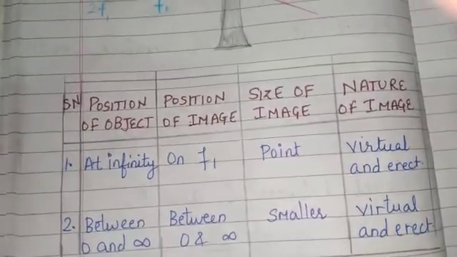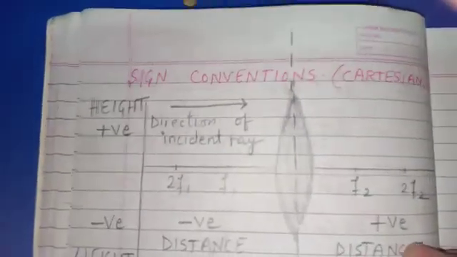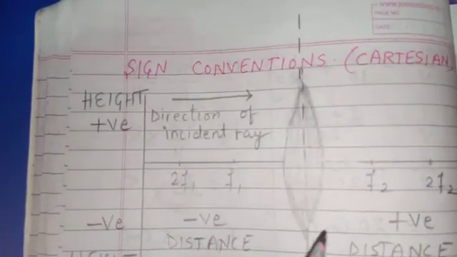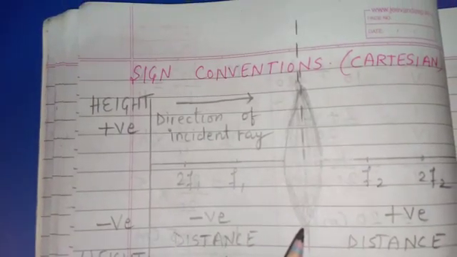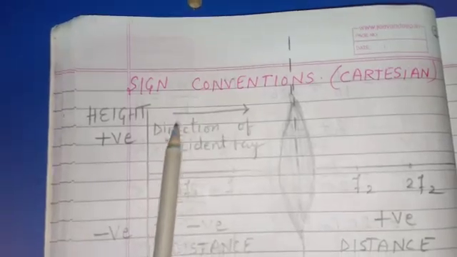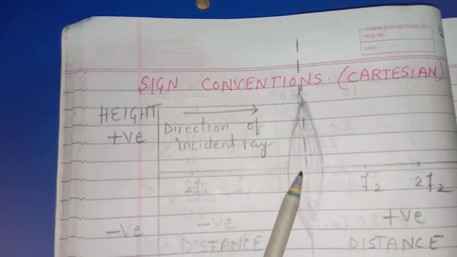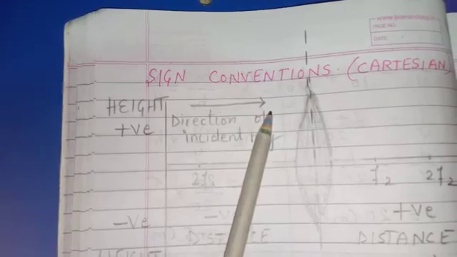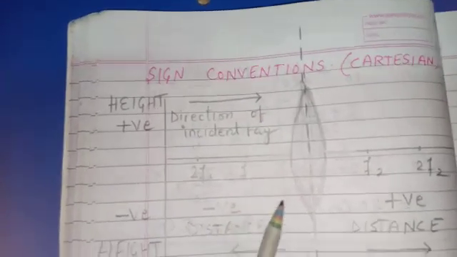Now we are moving to the Cartesian sign conventions. The Cartesian sign convention rules are very important for doing numericals. They tell us where we have to take the distance as positive and where as negative. See here, the incident ray is moving in this direction, this is for the convex lens, and this is the optical center. Everybody knows the number line: we take left side negative and right side positive. In the same way you can learn it.